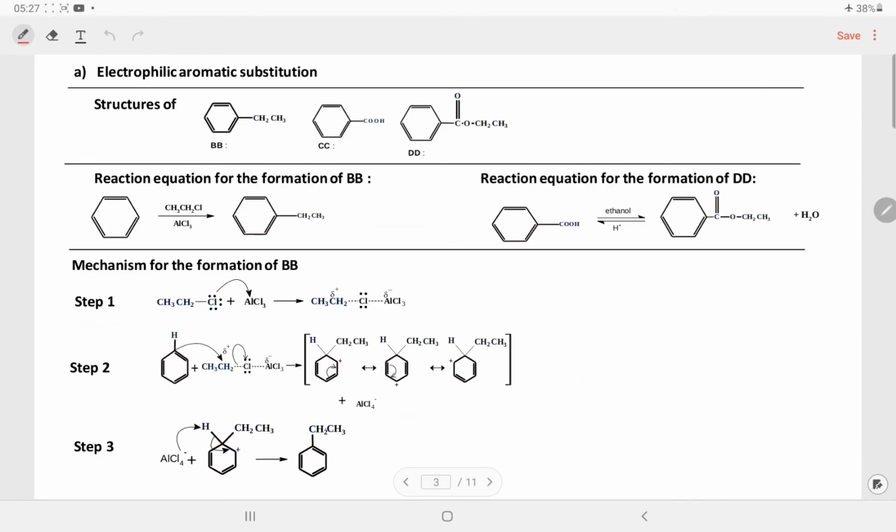If you have the mapping correct, you will see that the type of reaction is electrophilic aromatic substitution. The structure for BB is the alkyl benzene that we figured out, this is the carboxylic acid, and this is DD, the ester. This is your alkylation of benzene for the formation of BB, and for DD you have esterification, forming an ester. As for the mechanism of the formation of BB, you just follow the steps of alkylation of benzene.